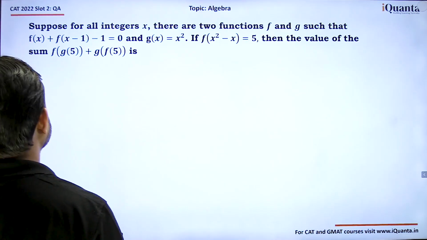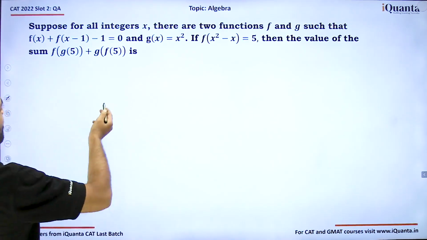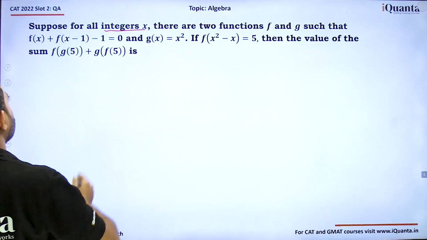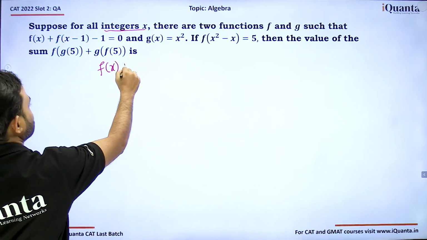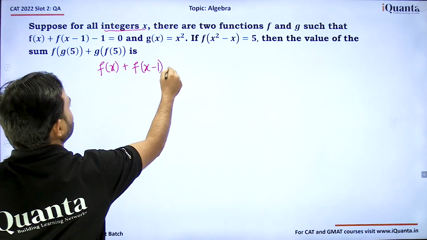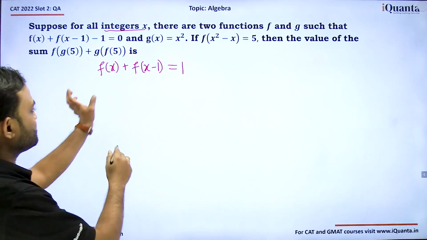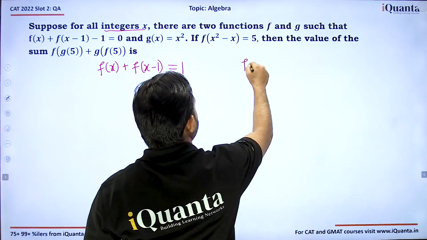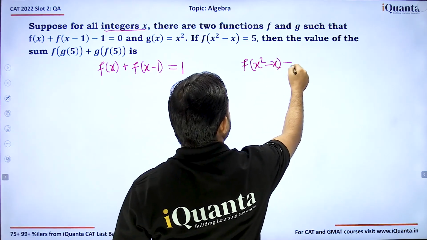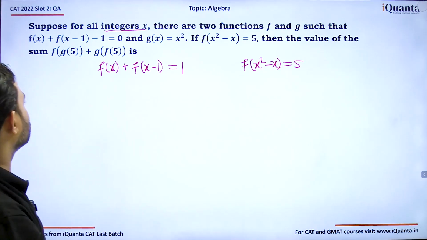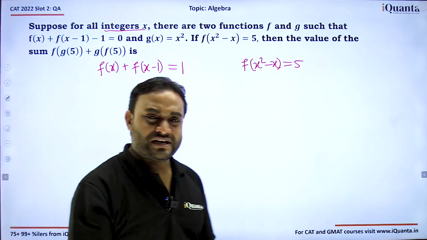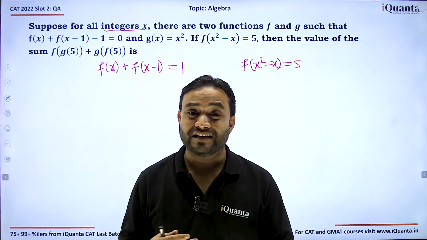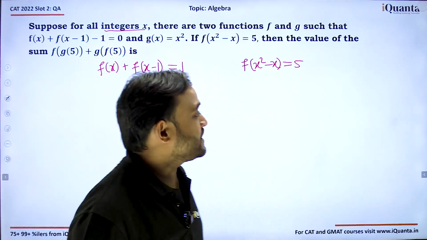Next question is based on functions. It says suppose for all integers x there are two functions f and g such that f(x) plus f(x minus 1) is equal to 1 and g(x) is equal to x square. If f(x square) minus x is equal to 5, then the value of the sum of this and this is. In recent years, I have seen that function problems in CAT are totally based on finding the pattern, and this question is very much similar to that.